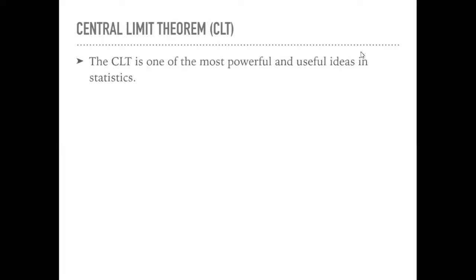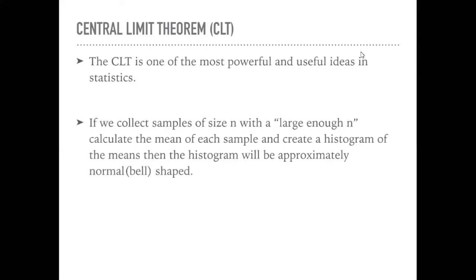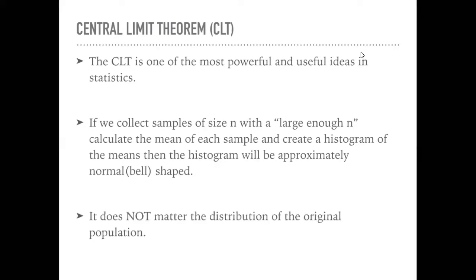We'll abbreviate central limit theorem as CLT, just so that we're not writing it out all the time, to save us time as we're writing. The central limit theorem is one of the most powerful and useful ideas in statistics. What it says is if we collect samples of size n with a large enough n and calculate the mean of the samples and create a histogram of the means, then the histogram will be approximately normal or bell-shaped. It does not matter the distribution of the original population.